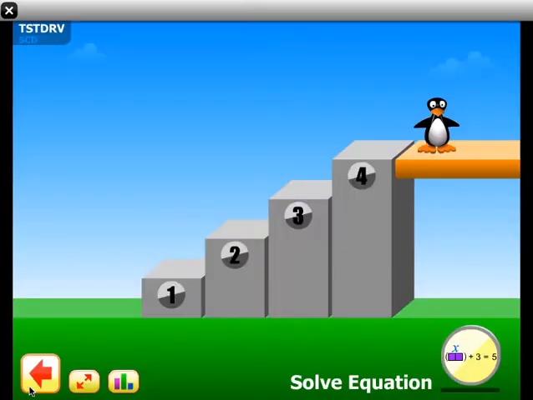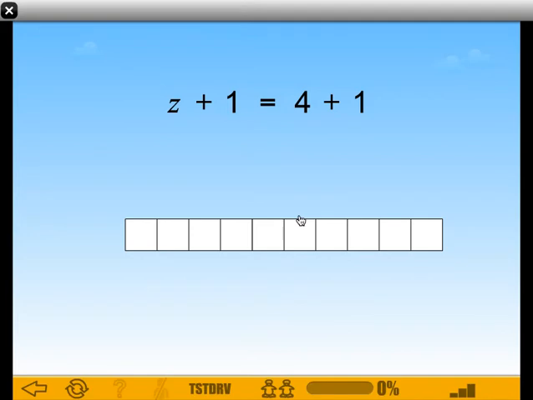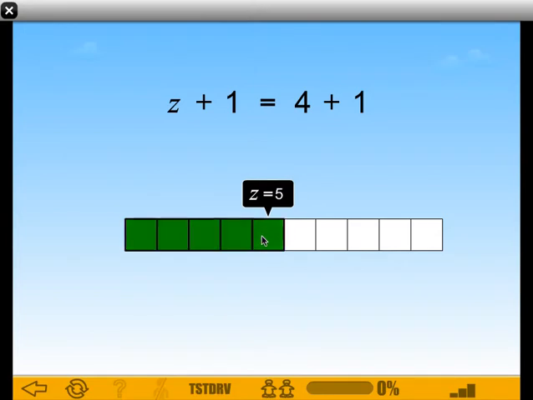So let's back on out, and we'll go up to layer 3. Okay, now a little bit different here. We have an equation, and we see that we have z, or the variable, plus 1 equals 4 plus 1. So you want to balance this equation by picking a number or an amount for the value of z that would give you the same number on both sides.